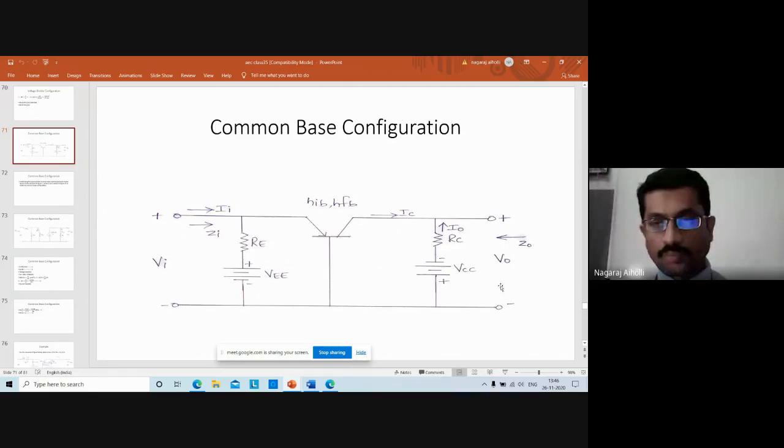Output voltage is V0, output impedance is Z0. The current flowing into the circuit is II, the input current, and the current flowing away from the collector terminal is IC, the collector current. The current shown here, I0, is flowing into the circuit according to the convention that the input current and the output current should be into the circuit. This is the common base configuration circuit.